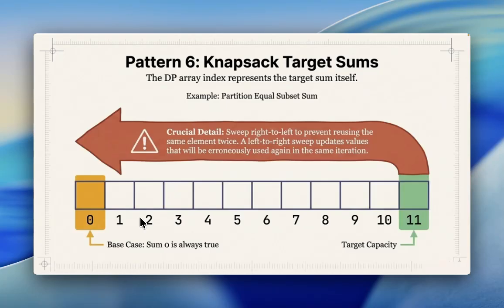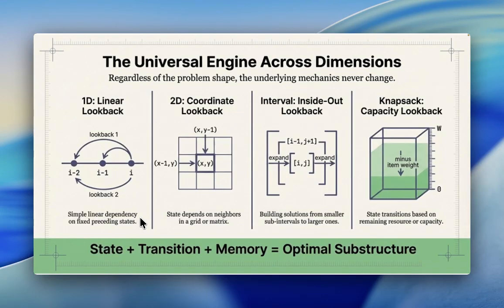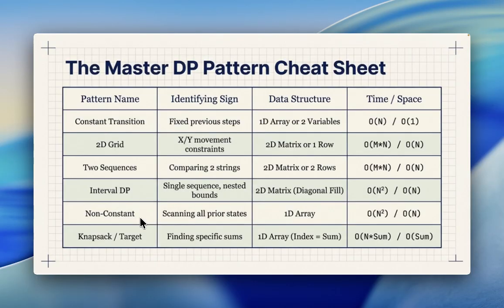Target capacity. The universal engine across dimensions: regardless of the problem, the underlying mechanics never change. 1D linear look-back: i-2, i-1, and i. Simple linear dependency on fixed preceding states. 2D coordinate look-back: state depends on neighbors in a grid or matrix. Interval inside-out look-back: i+1, j-1, expanding and building solutions from smaller subintervals to larger ones. Knapsack capacity look-back: state transition based on remaining resource or capacity. So state plus transition plus memory equals optimal substructure.